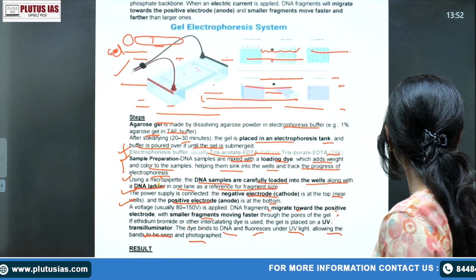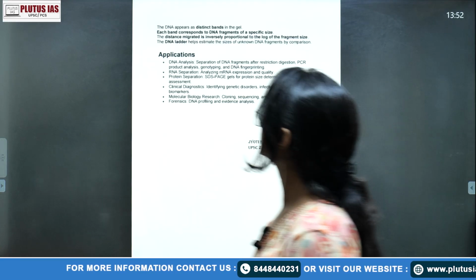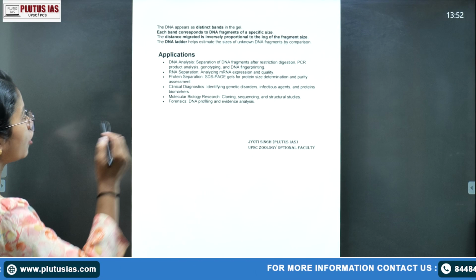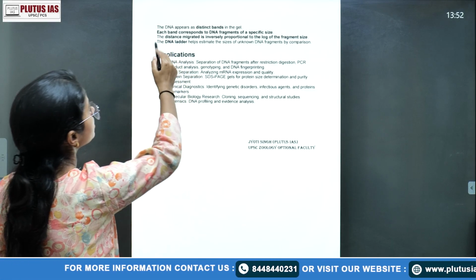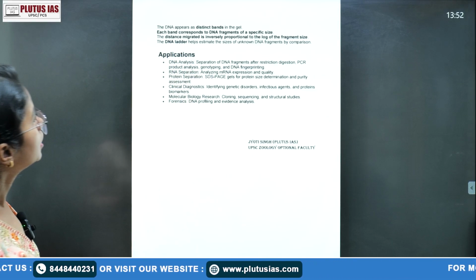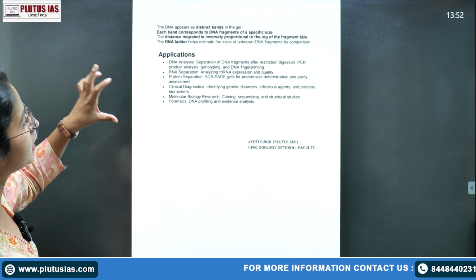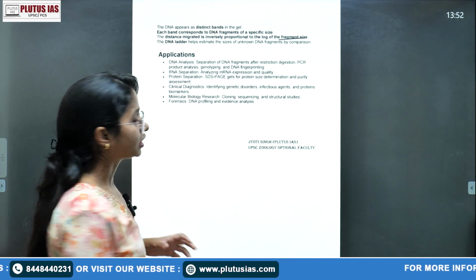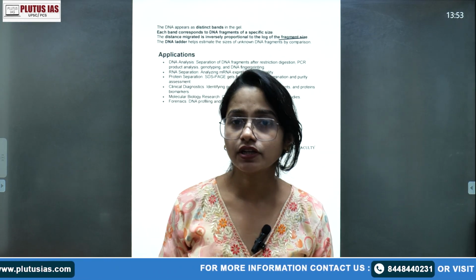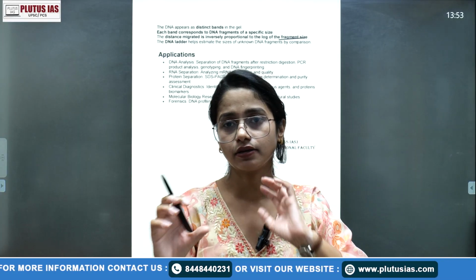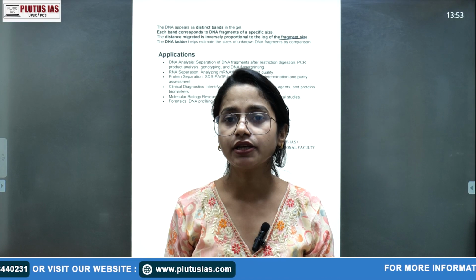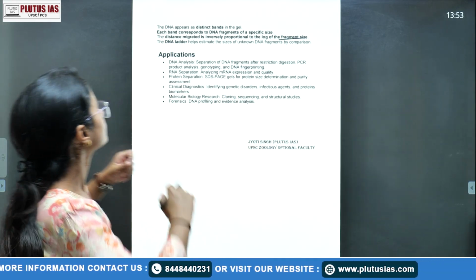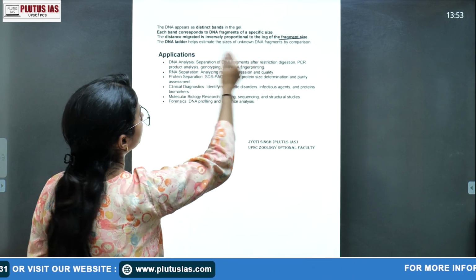So what about the result? DNA appears as distinct bands in the gel depending on their size, of course, depending on the length of the DNA segments. Each band corresponds to DNA fragments of a specific size. The distance migrated is inversely proportional to the log of the fragment size. That means the longer or heavier the DNA, the less distance it will move, but the smaller DNA will move more distance in the gel we prepared. So the DNA ladder helps estimate the size of the DNA.